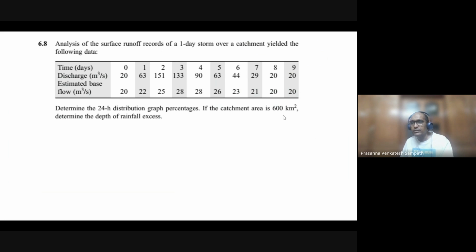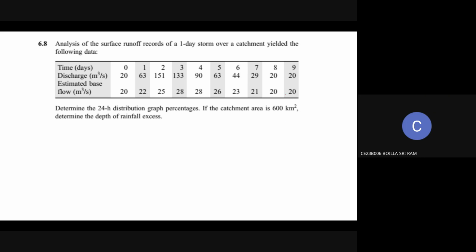Sriram, can you tell us what would you do next? Sir, actually, we got the total runoff, right? I mean, in form of duration and the rate. So we had to calculate the total runoff volume and then divide with the area of the catchment. Then we can get the depth of rainfall excess, yeah, average.